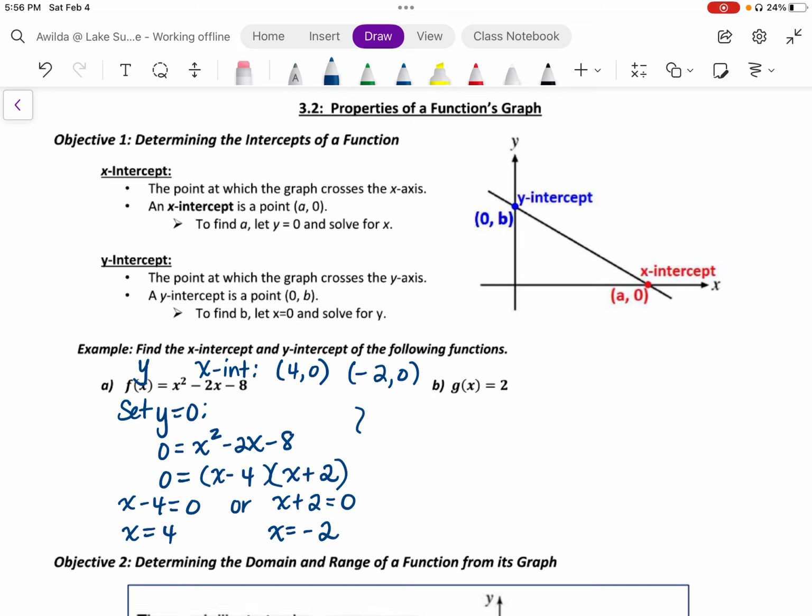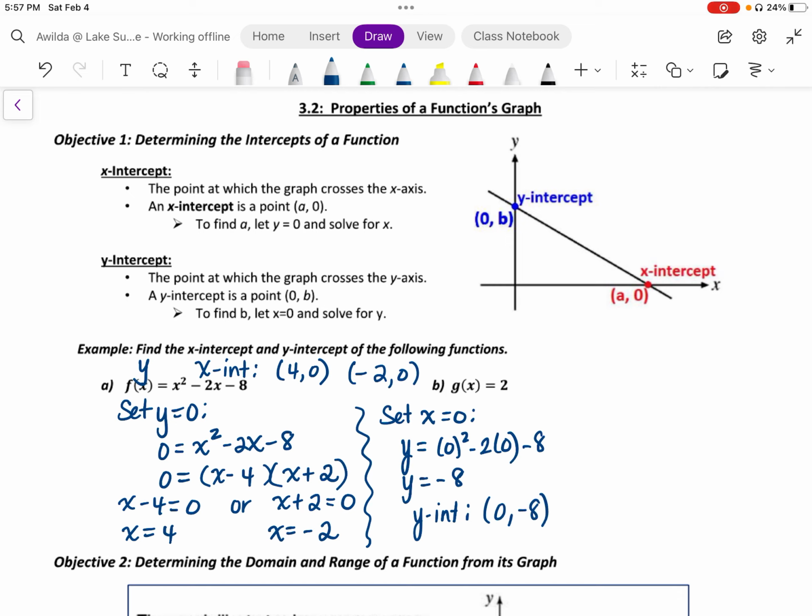On the other hand, to find the y-intercept, we set x equal to 0 and solve for y. So setting x equal to 0, we have that y is equal to 0 squared minus 2 times 0 minus 8. In this case, y is equal to negative 8. So there is one y-intercept, and it is the ordered pair 0, negative 8.